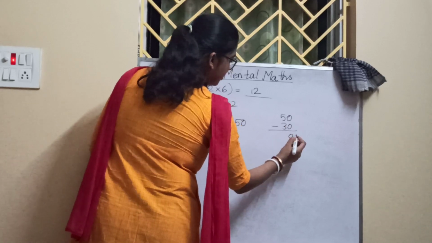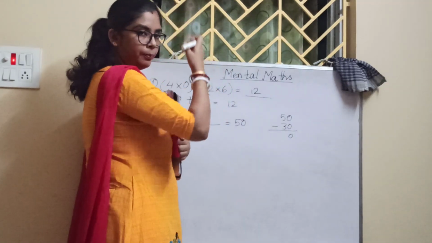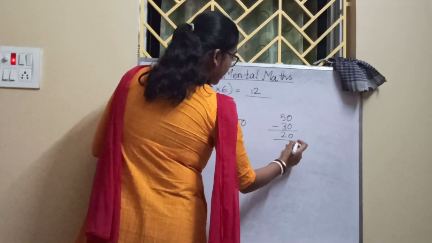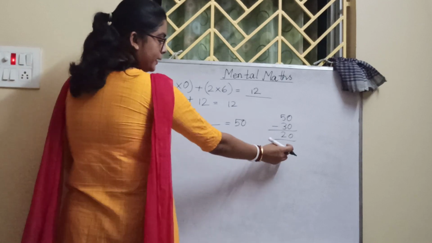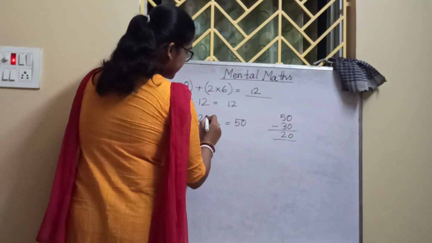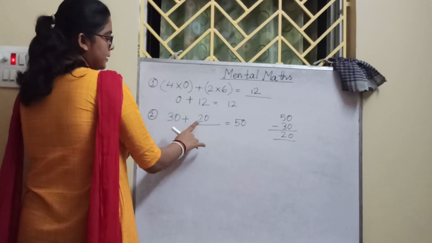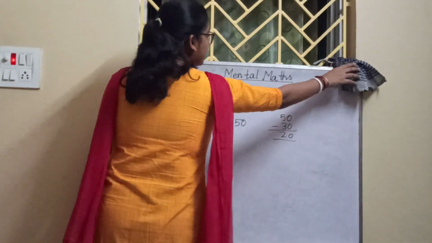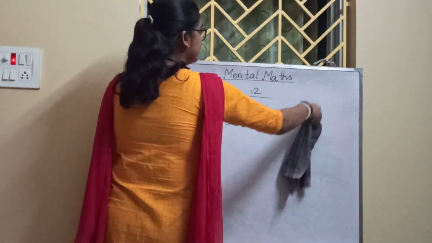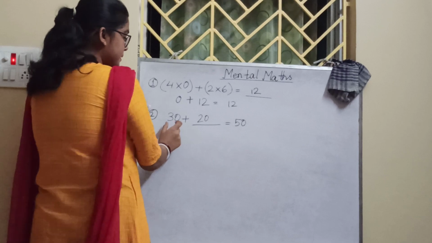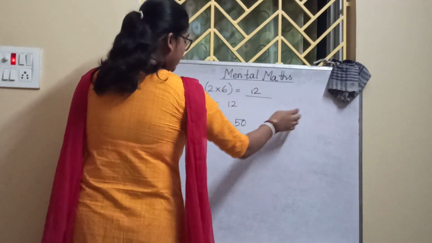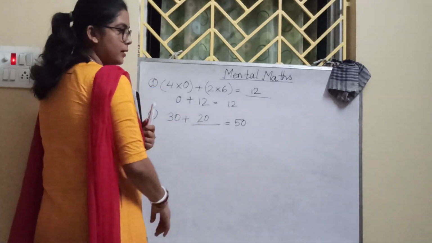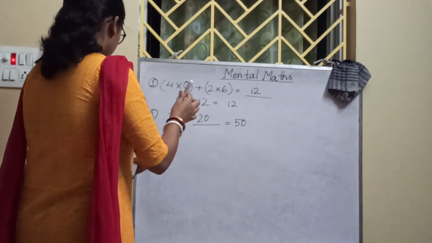So 0 minus 0 is 0, and from 3 up to 5: 3, 4, 5, so 2. What is the answer? 20. So put this 20 here and check your answer. 30 plus 20 is equal to 50. After you do the rough work, erase it; there is no need to show it. Understand how to solve it? Just take the number to this side, do rough work, subtract the smaller number from the greater number, and you will get the answer. Let's move to the next question.